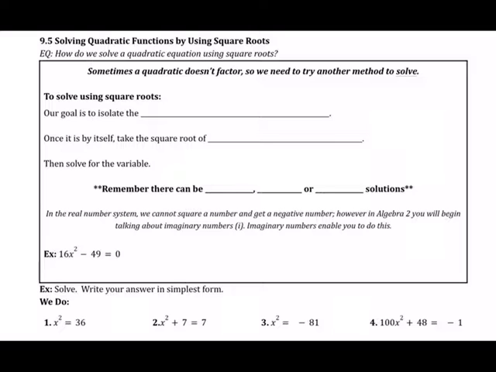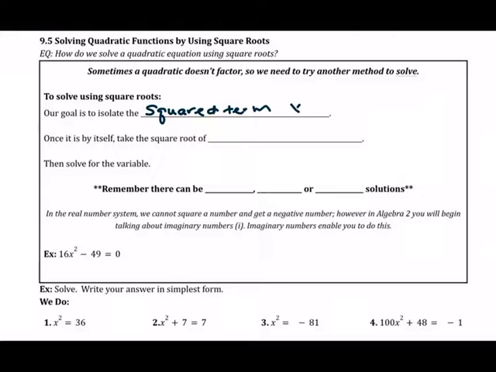This is a method that works in specific times and doesn't always work, just like the factoring method doesn't always work. But the goal here is to isolate the squared part so that we can solve almost in a similar manner to how we solved equations in the first unit. So here we go. Our goal when we are solving using the square root method is to isolate the squared term.